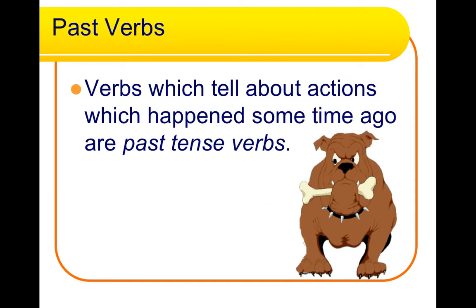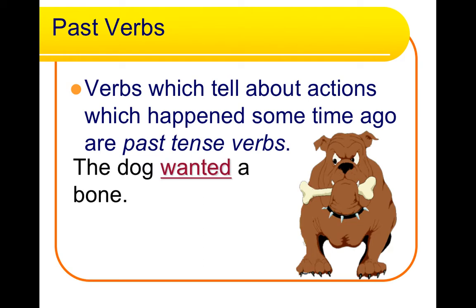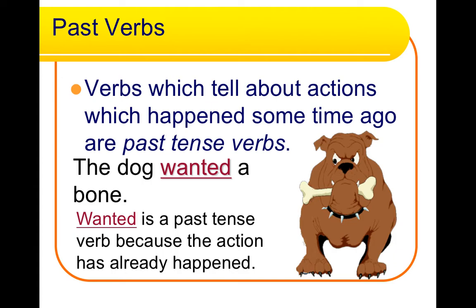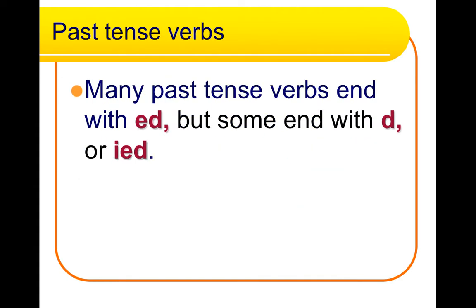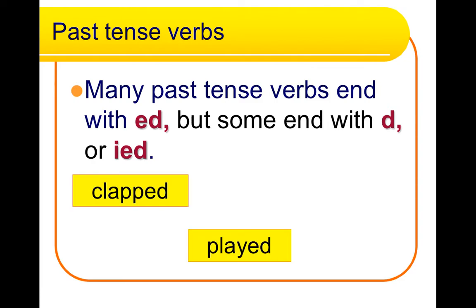The second type of verb tense is your past tense verbs. Verbs which tell about actions which happened some time ago are referred to as past tense verbs. The dog wanted a bone. Wanted is a past tense verb because the action has already happened. How do we know that our verbs are in the past tense? Many past tense verbs end with ed. However, some may end with d or ied. For example, clapped, played, tried.